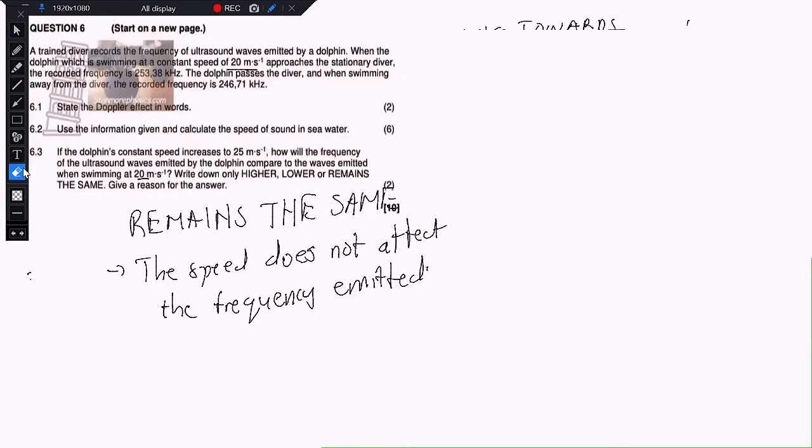But the speed can affect the frequency that is being observed or detected. But remember here, they're asking about the frequency of the source. So the frequency of the source will remain the same. That's how you were supposed to tackle that. It was a very short question, only for 10 marks.